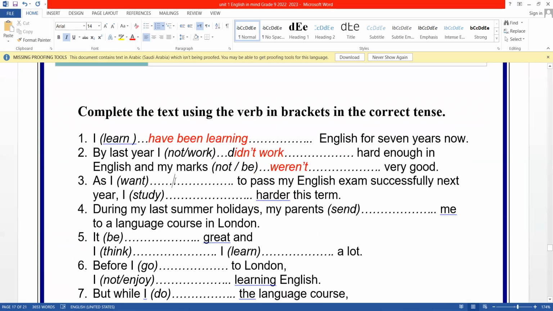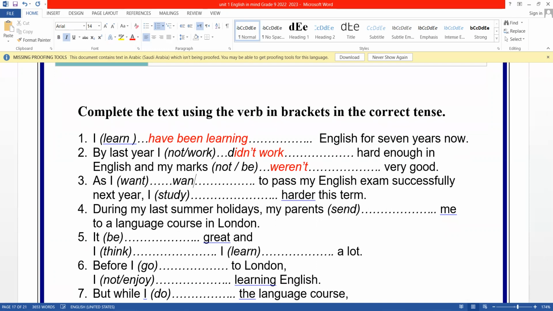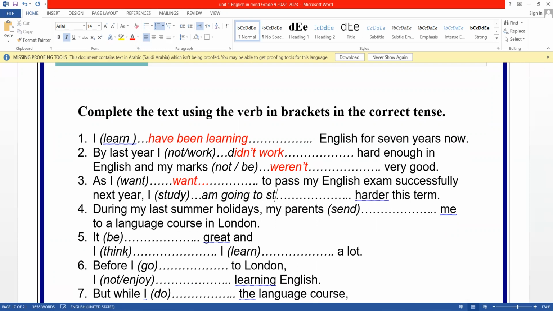As I want to pass my English exam successfully next year, I study. As I want is put in the present simple. As I want to pass my English exam successfully next year, I am going to study harder.